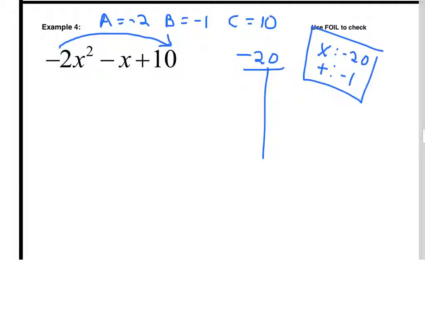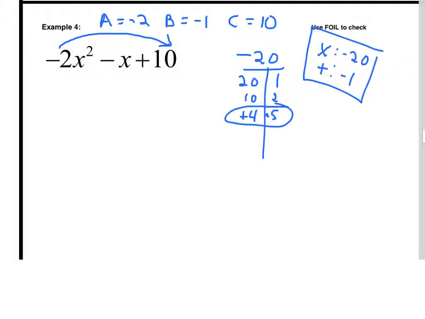Alright, so I'm going to just think through. I could do 20 and 1, I could do 10 and 2, or I could do 4 and 5. And to me, 4 and 5 looks like that might work. One of them has to be negative because you have negative 20, so this negative 5 and this would be positive, because when you add them together you would get a negative 1.